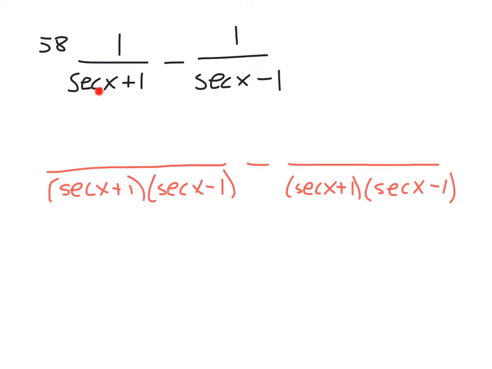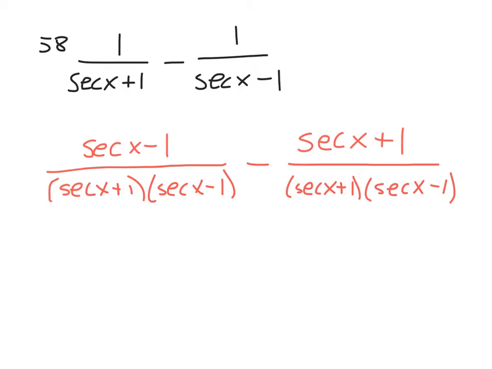So, on this one, we did not have the secant x minus 1. So then we'll have to multiply 1 times that secant x minus 1. And we did not have the secant x plus 1 in this one. So then we multiply the 1 by the secant x plus 1. So that's going to look like this. Okay, so this is really just a question of, do you remember your fraction rules so far?